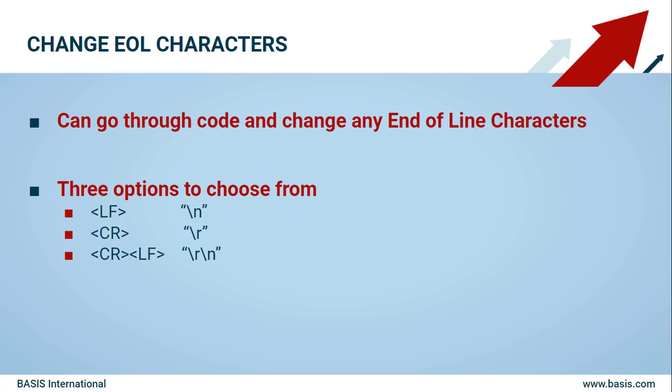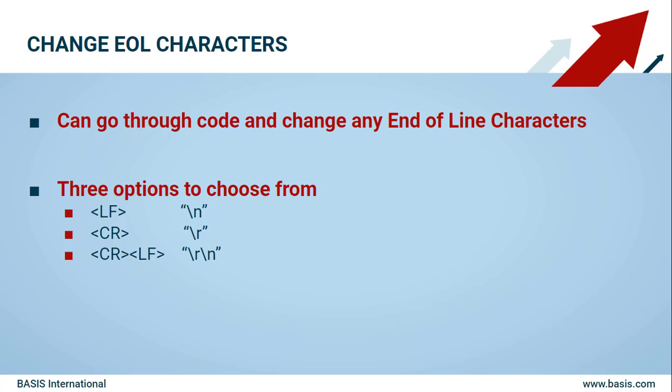The final feature we're going to go over is changing the end of line characters. Depending upon the desired outcome, or the type of system the code is being run on, there may be times you need a quick and easy way of changing the end of line characters. The BBJ code formatter allows you to go through and replace all end-of-line characters with one of the three options.